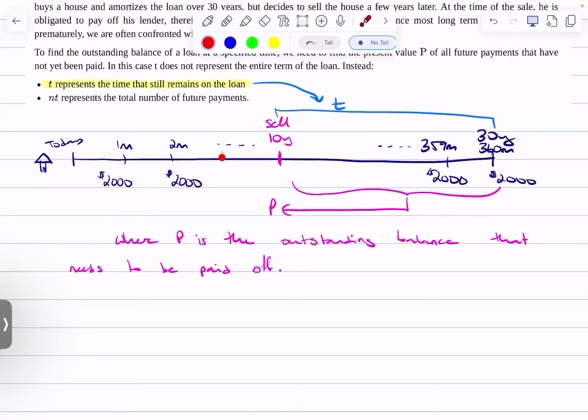So if we ignore these payments that have already been made, then we're back to exactly the scenario that we were working with last day, right? And so the only change really is to adjust this T. It has to be the amount of time that you owe payments for still, okay? Which means that N times T is the total number of future payments, right? But in our calculations, those will just happen anyways. So as long as you remember that T has to be the amount of time remaining on the loan, then you're good.